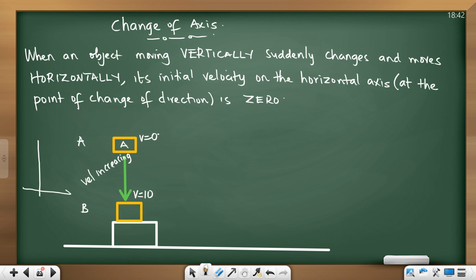Vertical and horizontal. Once this happens, now this object is moving this way, right? The initial velocity of this here going this way is 0. When there is a change of axis. Now, before you start judging me and start telling me thumbs down, listen to this next statement I'm going to say. When we did mechanical energy, I did explain first the mechanical energy, right?